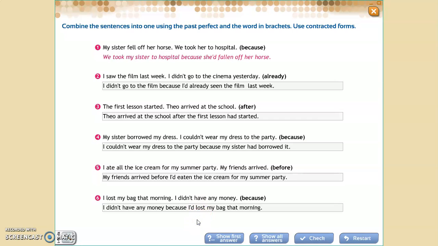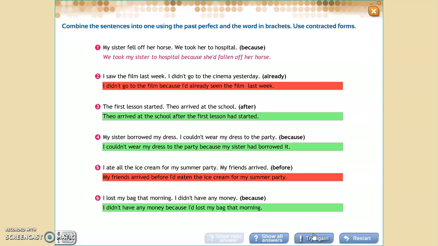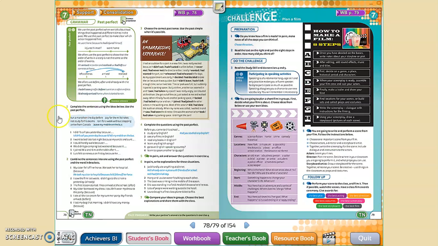So now let's see if the sentences are correct. And well, let's see what happens when I click the show the correct answer. Well, you can see that they are pretty much the same. So they are absolutely correct.